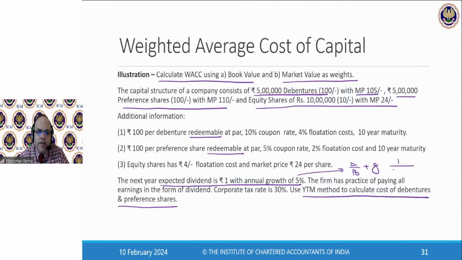P0, in this case, they have given us the flotation cost and market price. So net proceeds is 24 minus 4, right? And growth rate of 0.05. So what is the cost of equity?